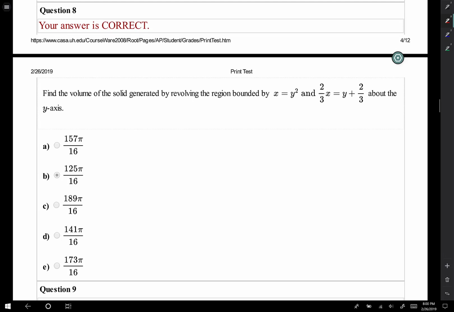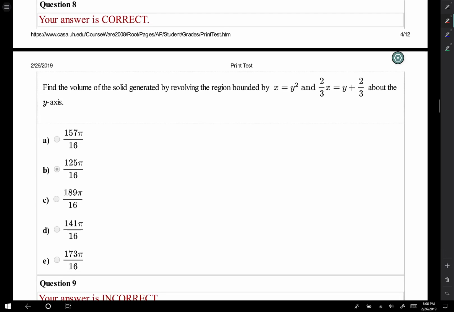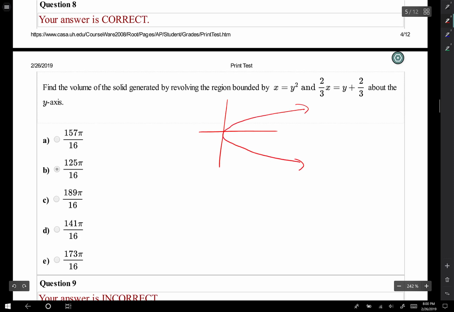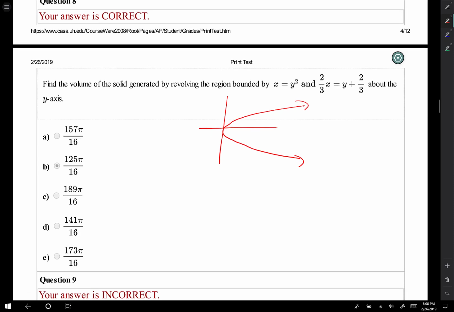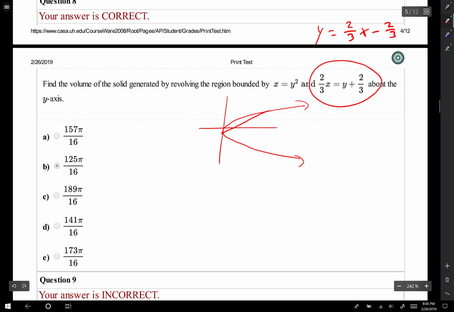Find the volume of the solid generated by revolving the region x equals y squared. So x equals y squared, that means it's a parabola that's opening up on the x-axis. So it looks something like, and then 2/3 x equals y plus 2/3. So this equation is just y equals 2/3 x minus 2/3. So probably something like, let's see. Something like that. And I'm going to rotate this about the y-axis.